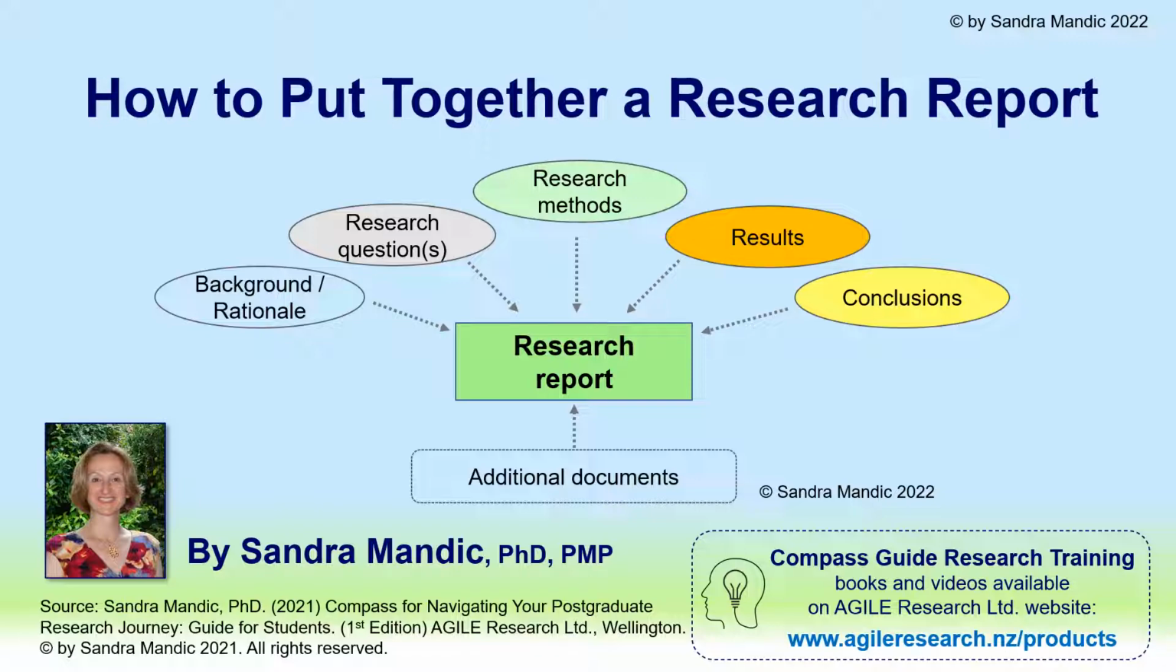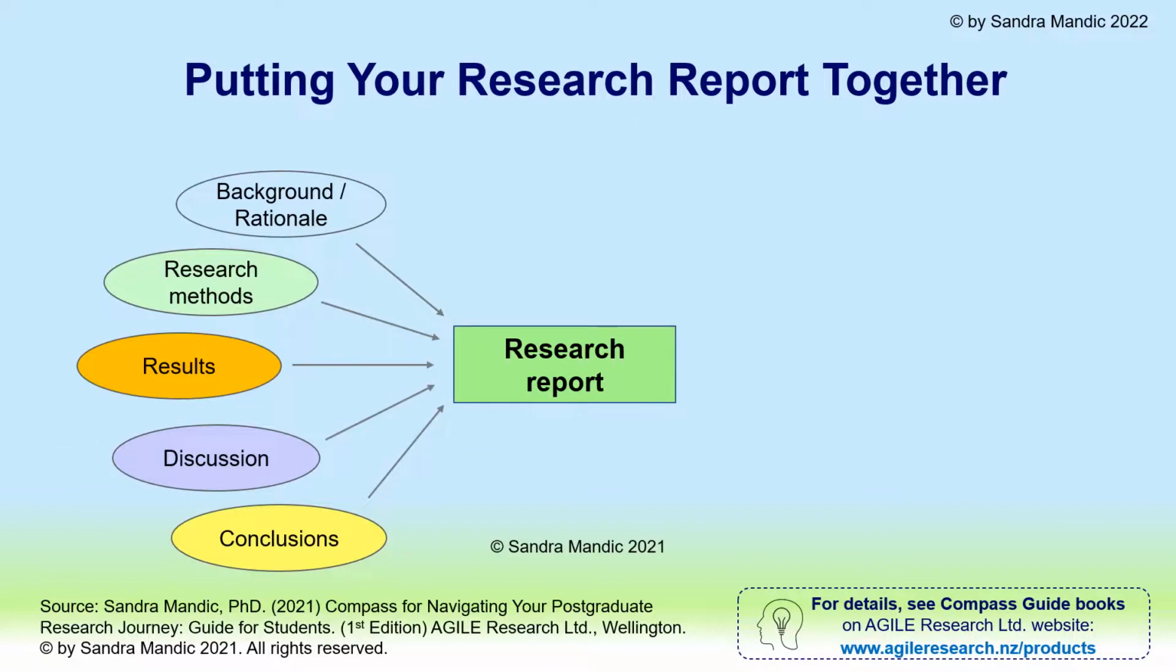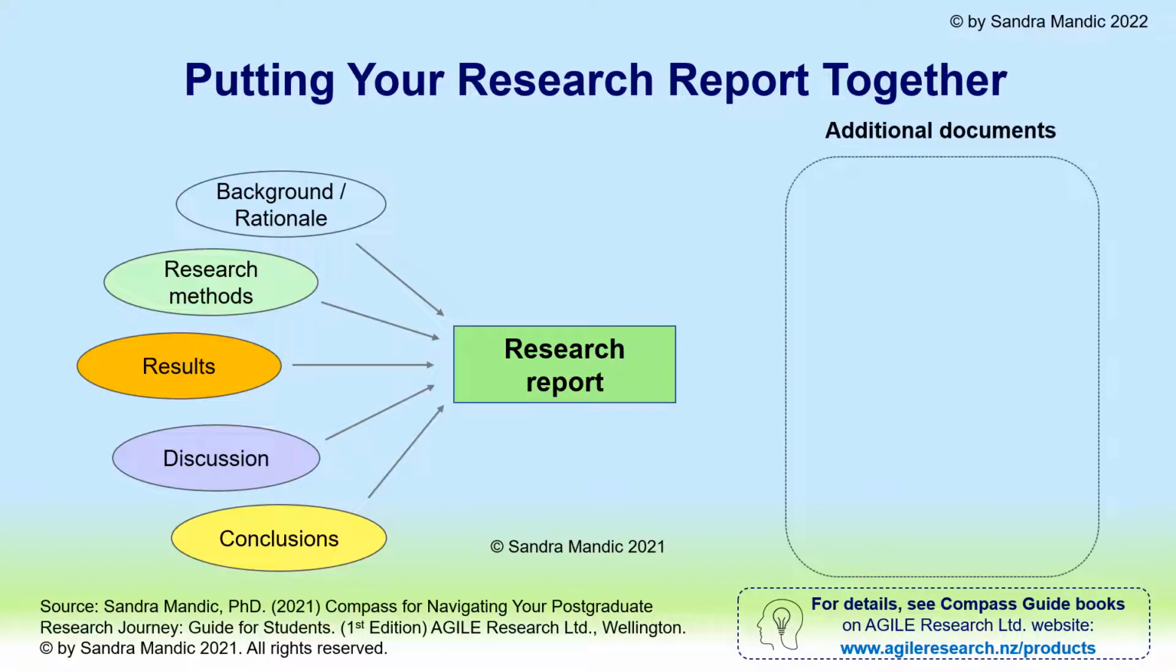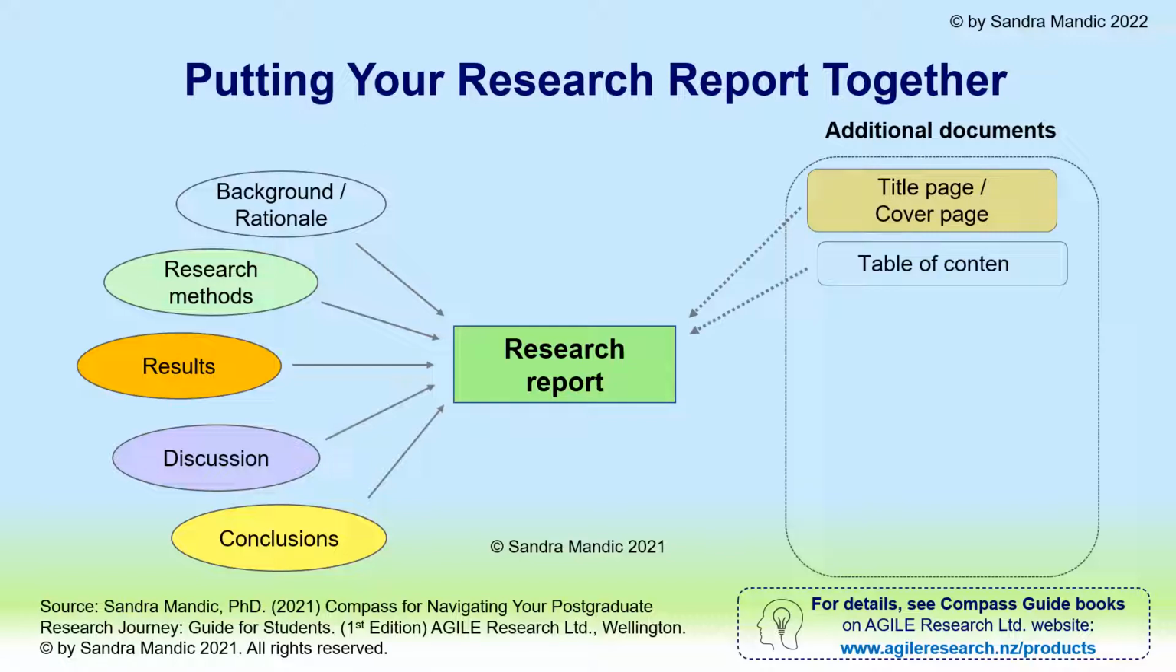To put your research report together, you will also need to prepare additional information and possibly create several other documents. Let's have a look at additional documents that are commonly found in research reports. When putting your research report together, you will need to create a title page or a cover page and table of contents. Longer research reports and reports prepared for academic purposes often also include a list of tables and figures, as well as a list of abbreviations used within the report.